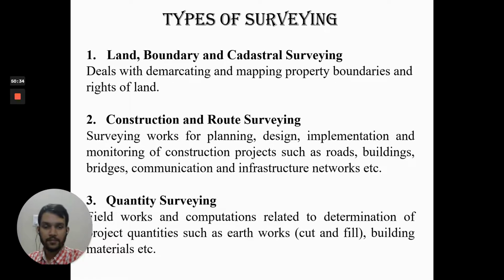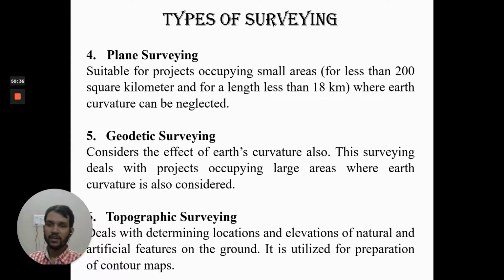Okay, next is plane surveying. The fourth one is plane and the fifth one is geodetic. I will just explain the difference between those two. Plane surveying is where we consider the ground surface as level, meaning horizontal.